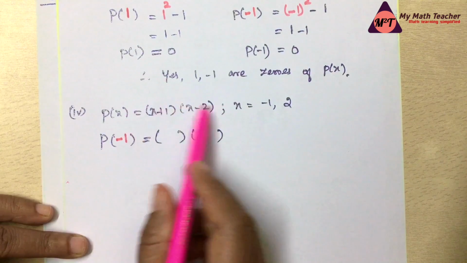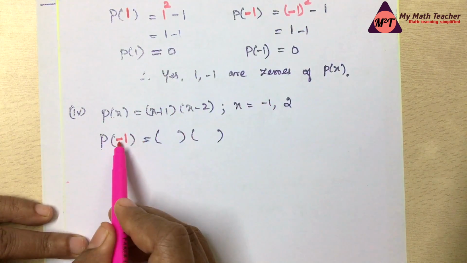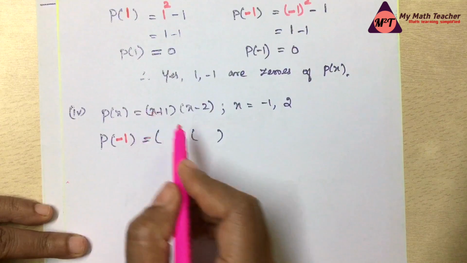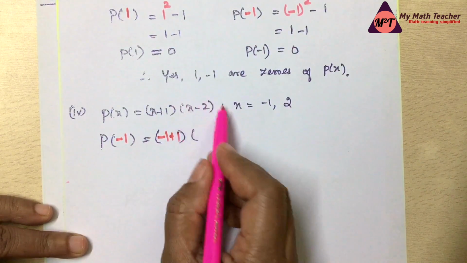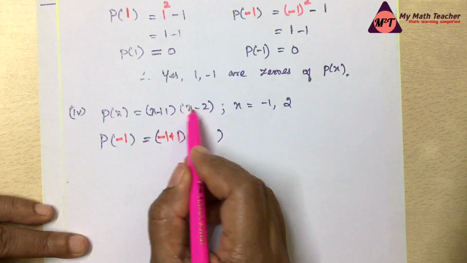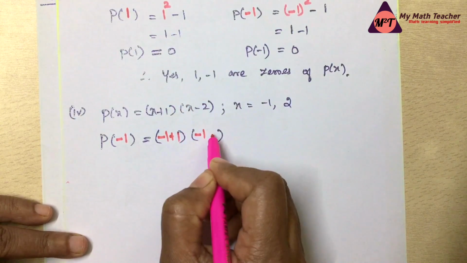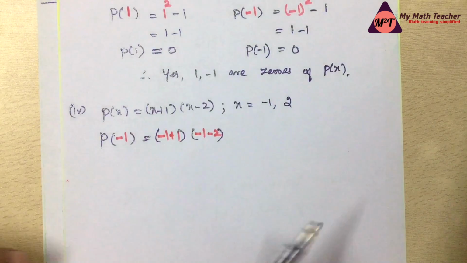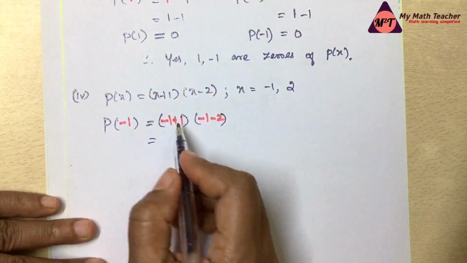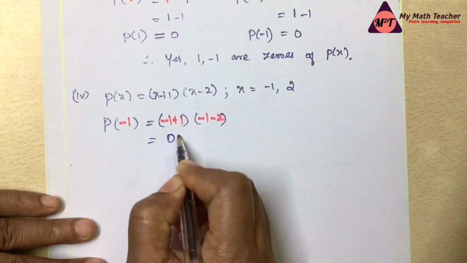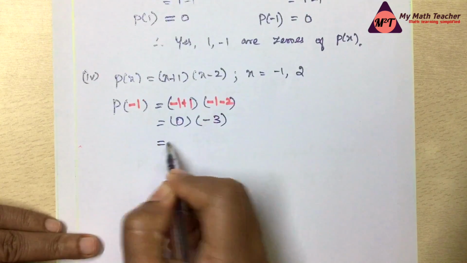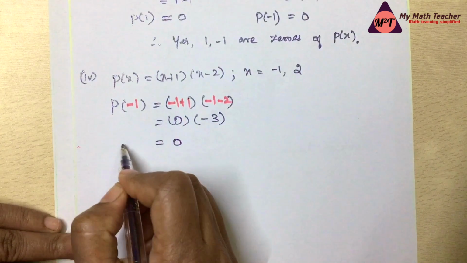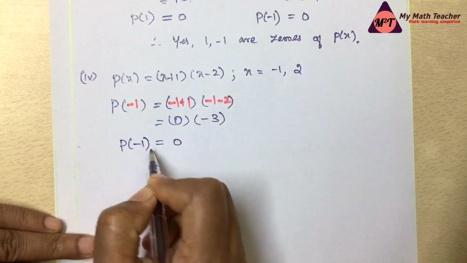Now in the place of x, I am substituting minus 1. So the first x will be minus 1 plus 1. And inside the bracket, again there is x minus 2, that is minus 1 minus 2. Now minus 1 plus 1 is 0, into minus 1 minus 2 is minus 3. 0 into any number is 0. Now p of minus 1 is 0.